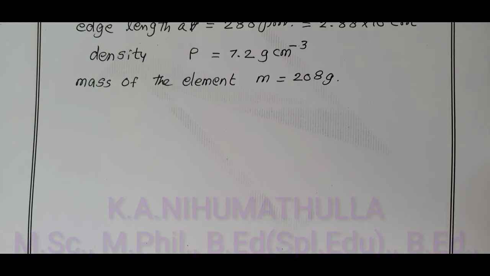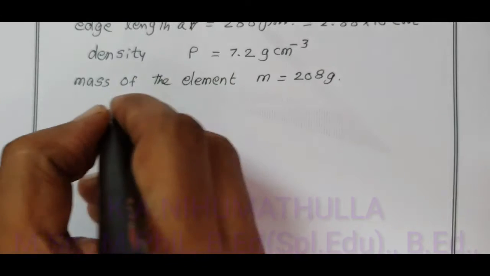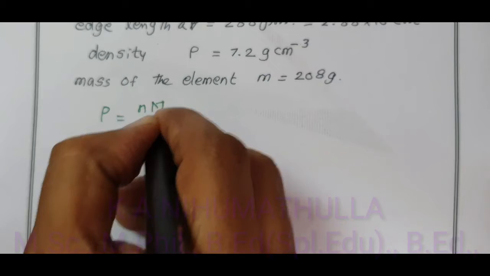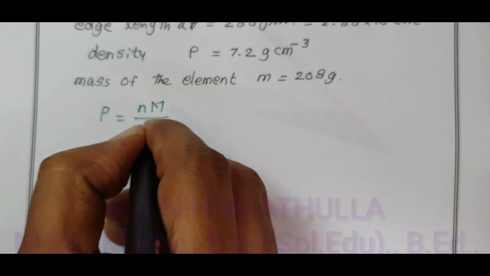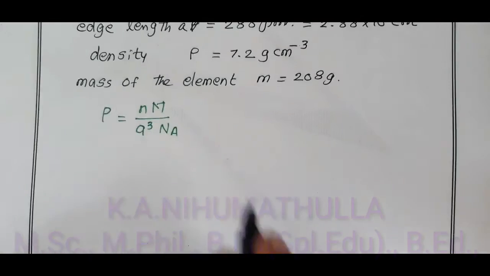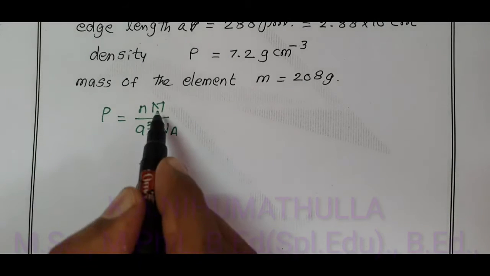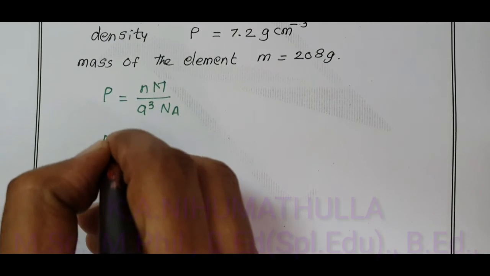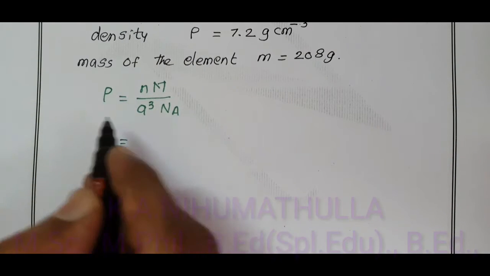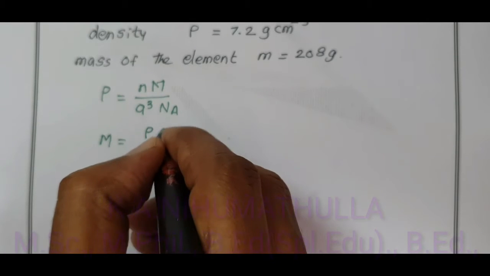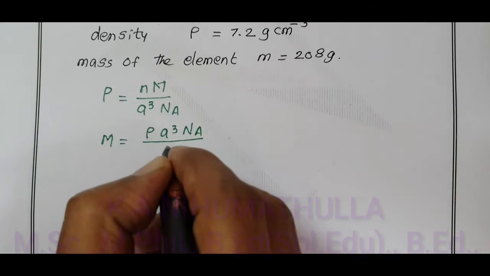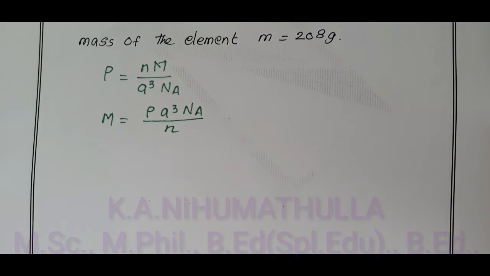We know the formula used to calculate density. What is the formula? Density rho is equal to n into capital M divided by a cube into Avogadro number. First we have to calculate this molar mass. Other values are known values. So M is equal to, bring all the other quantities to the left hand side, rho into a cube into Avogadro number divided by n, number of atoms.